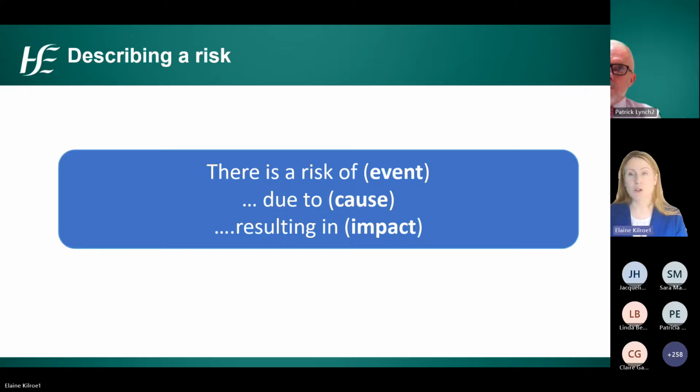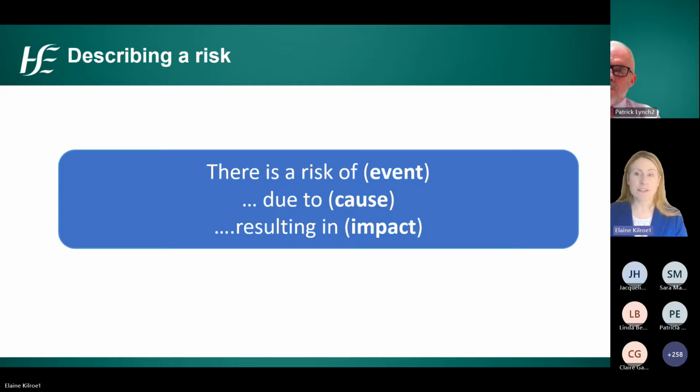On the screen shows you how a risk description can be set out in a structured statement containing the three elements that we've just covered. That is, there is a risk of the event due to the cause and resulting in the impact. So in setting out our risks, we can then use this method to describe and communicate a risk.